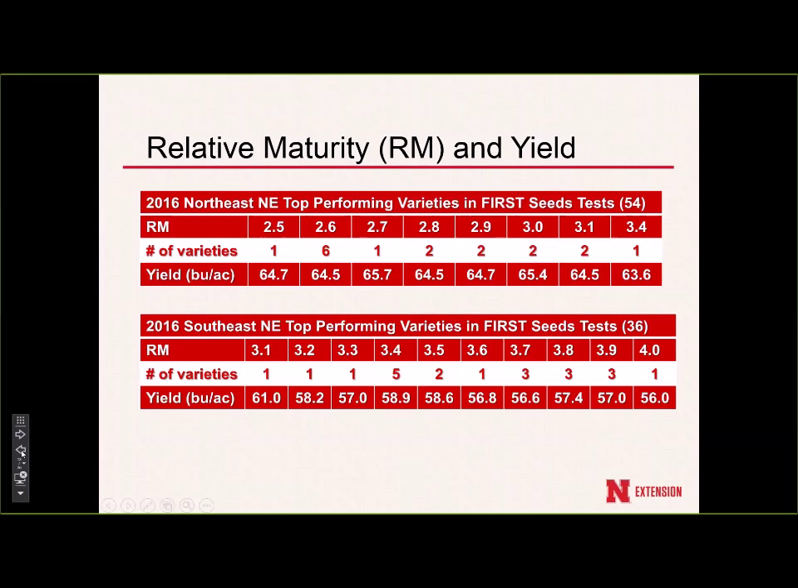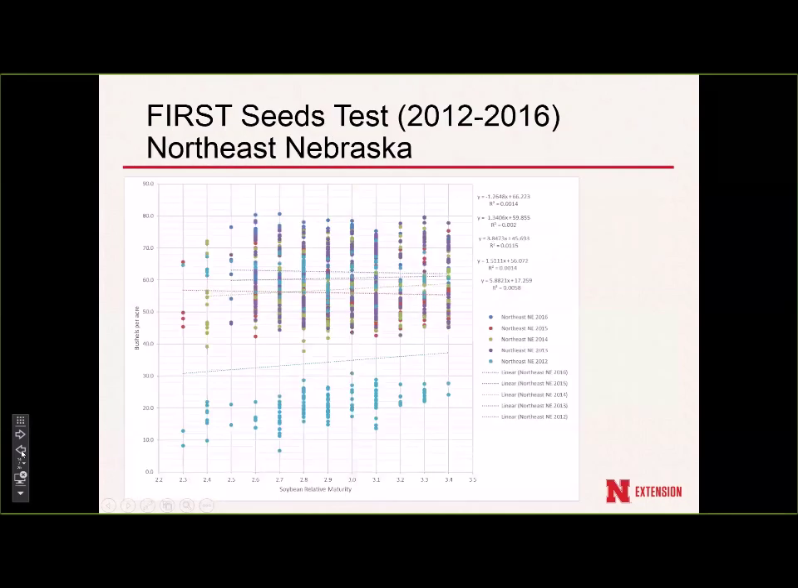So let's look at a figure instead of a table. It's a lot easier to see these relationships. Across 2012 to 2016, I'm going to start with Northeast Nebraska, and then I'll move to Southeast Nebraska. What's the pattern we're seeing over the last 5 years in the relationship between relative maturity of varieties and their yield in these trials? Out of all these years, 2012 through 2016, if you look at the range of yield we're getting, here's the 2.6s, and here's the top and bottom for the 3.4s.